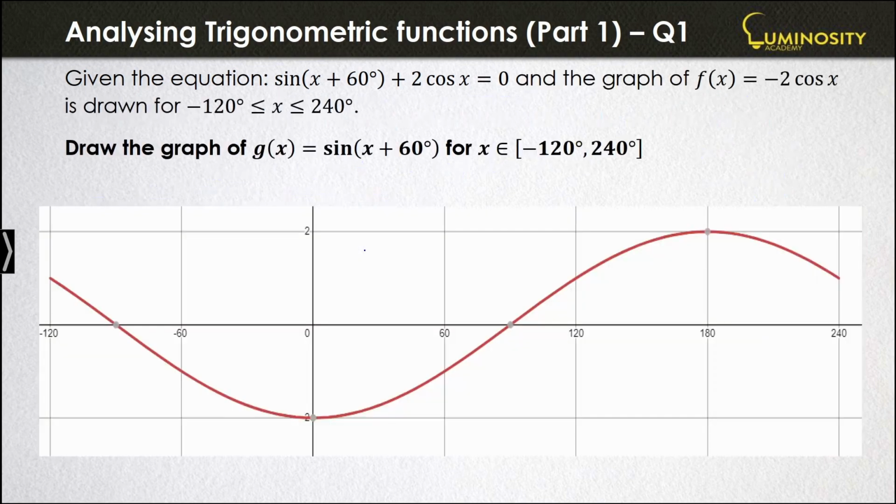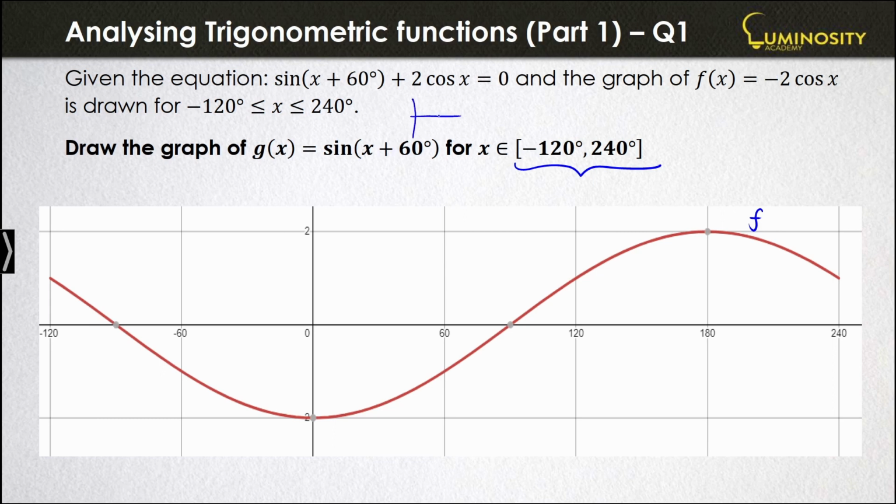Okay. Now we want to draw the graph of g of x equals sine of (x plus 60 degrees) for x in that given interval. So what they've drawn here for you is the graph f, and f is given by the function f of x equals negative 2 cos x. Okay, so we want to draw sine of (x plus 60 degrees). So let's think about this.